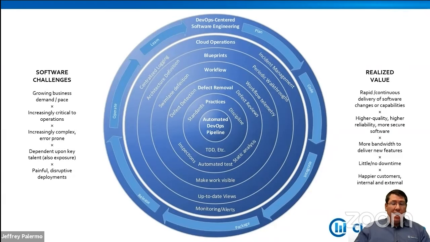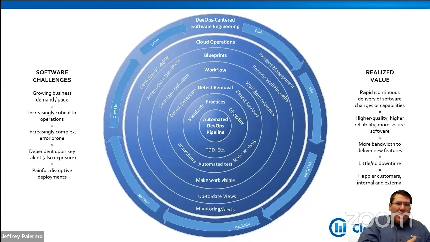Okay. Now, the software challenges that this DevOps model tackles is your business is growing at a demanding pace. The software is increasingly critical to operations. It's getting more complex. It's prone to errors, or maybe the software or an environment is dependent upon key talent. Maybe there's one person on your team that struggles to take a vacation because they do a particular thing and they can't free themselves.